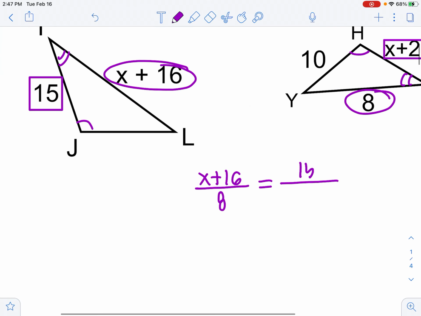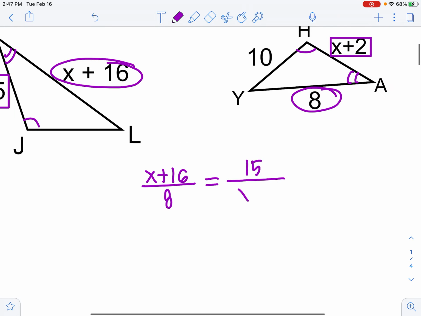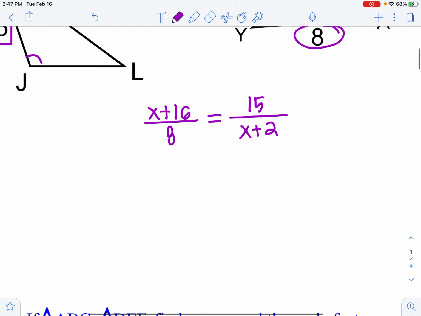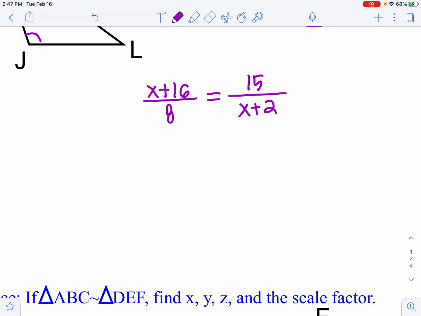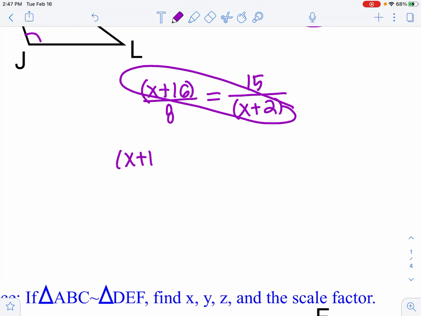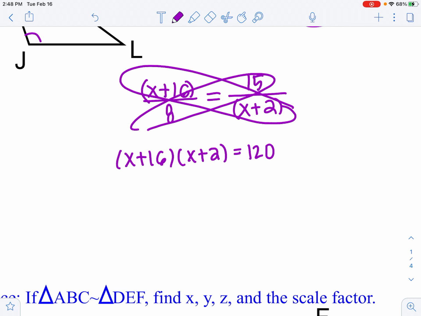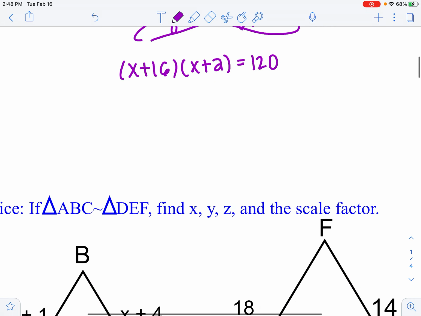So you might be asking yourself, what about the 10? We don't use it for anything. So that was, once again, 15 from the triangle on the left over X plus 2. Now I can cross multiply and solve this. So X plus 16 is a binomial, and so is X plus 2, so I want to put them in parentheses. Then I have X plus 16 times X plus 2 is equal to 8 times 15, which is 120.